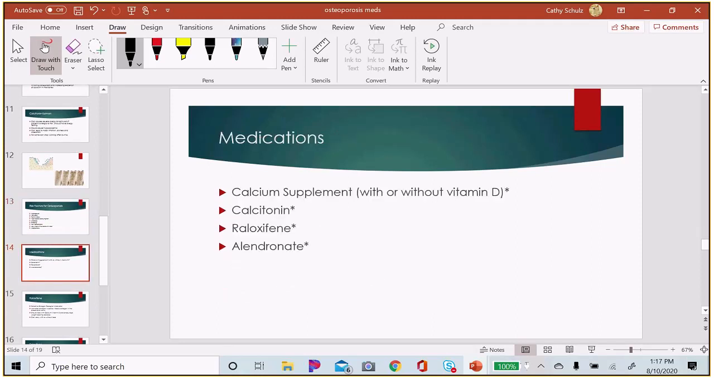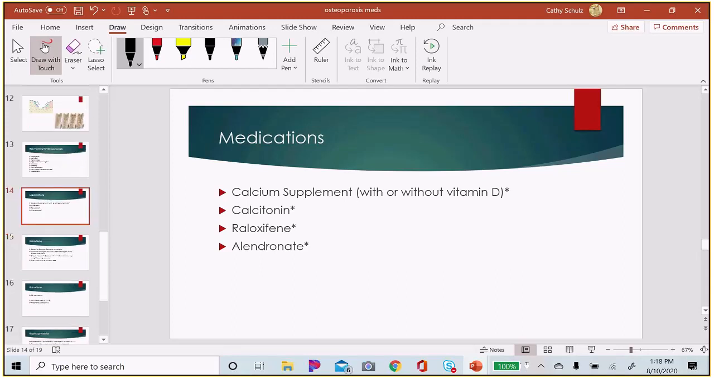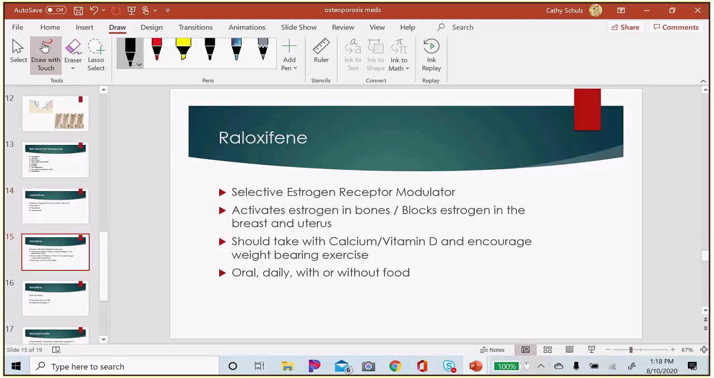So if the person has osteoporosis or is at risk of it, we know we can tell them to use calcium supplements, preferably with vitamin D. We know they could take calcitonin as a possibility. The last two medications would be raloxifene and alendronate as the other possibilities. Raloxifene, the brand name is Evista, is a selective estrogen receptor modulator.